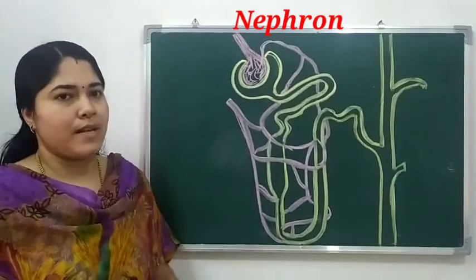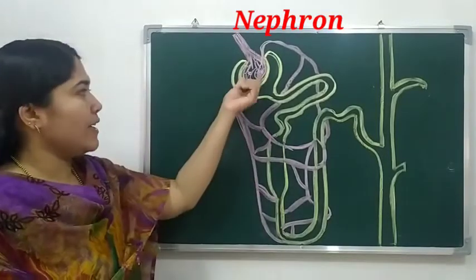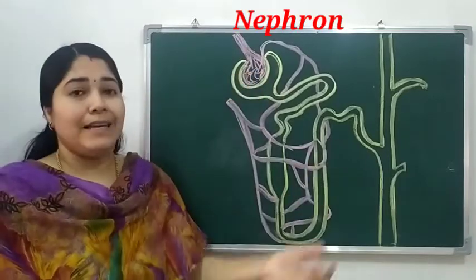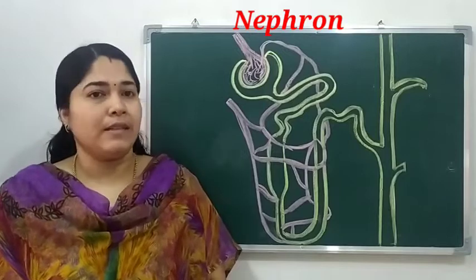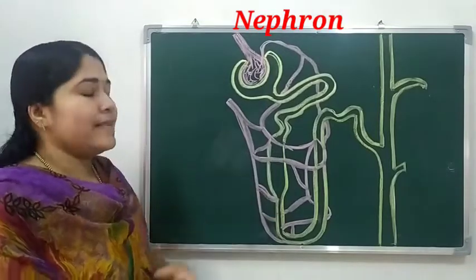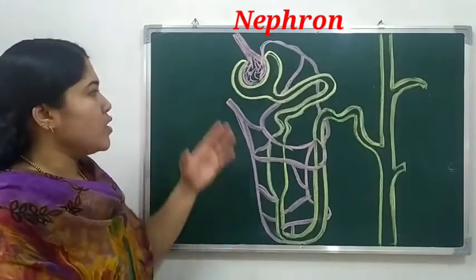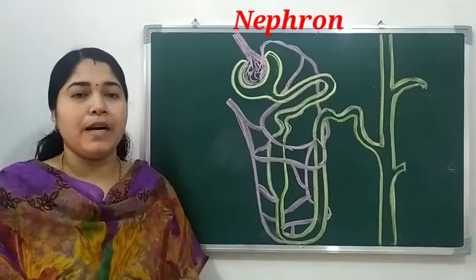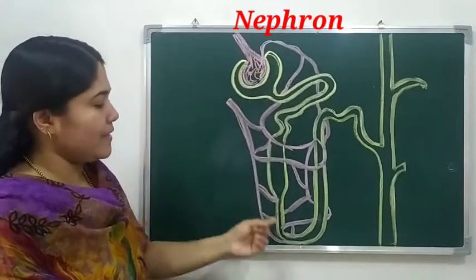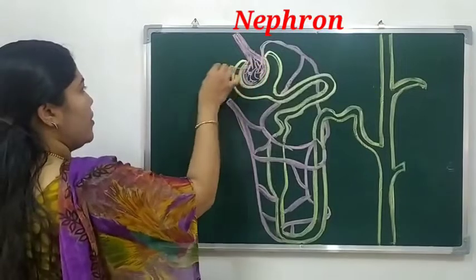Okay, this is the structure of the nephron, and the nephron has two important parts. The first is the glomerulus part that you are able to see here, and the second is the tubule part. So the nephron consists of the glomerulus part as well as the renal tubule part. These are the parts of the nephron, and we'll study them in detail. As I told you, this is the glomerulus part of the nephron and this is the tubular part. We call it the renal tubule.